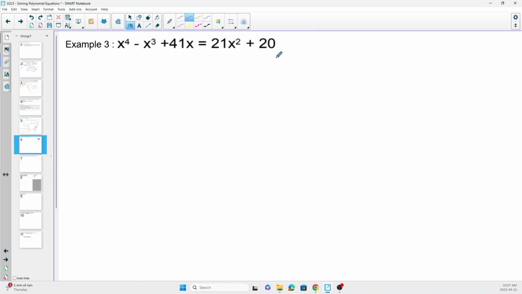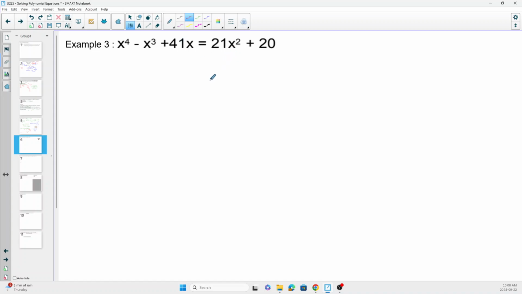Okay, so let's take a look at this example here, just to show you the different ways that you might see these questions communicated. So x to the power 4 minus x to the power 3 plus 41x is equal to 21x squared plus 20. When we are looking at this, really what we're trying to figure out is when does this function equal this function? When do these functions have the exact same function value? In other words, what is their point of intersection?